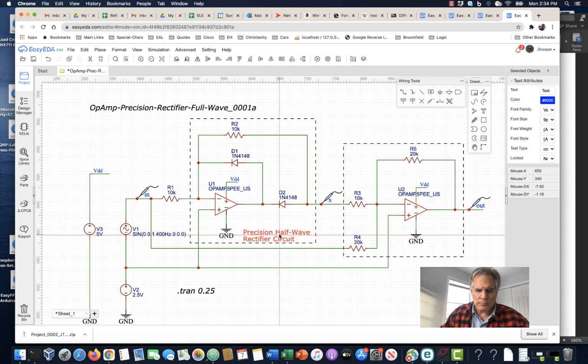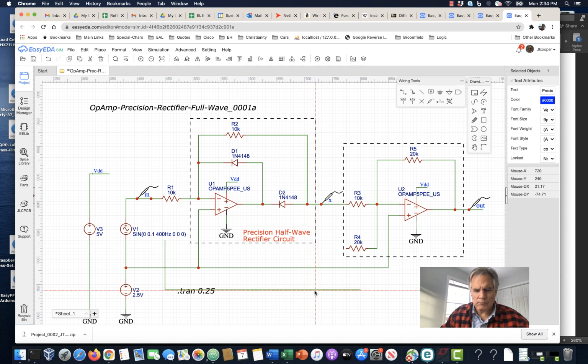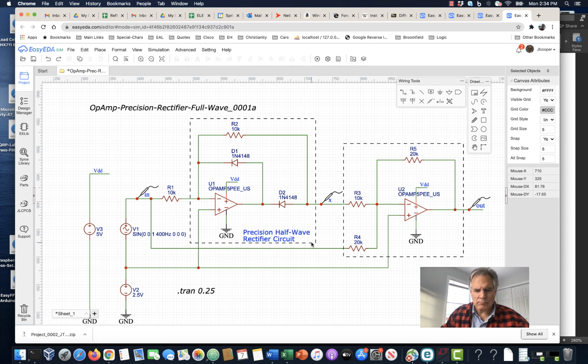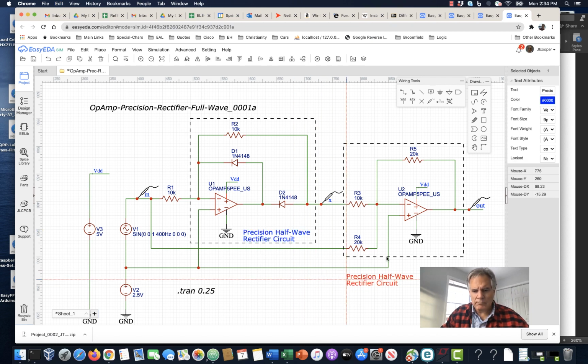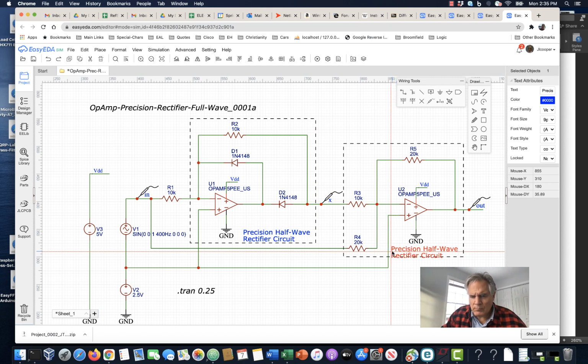And then this guy down here is an inverting summing amp with different input gains. And I will fix this guy.